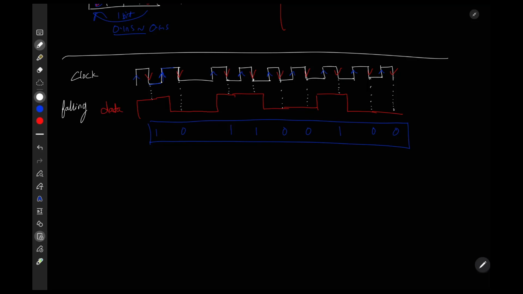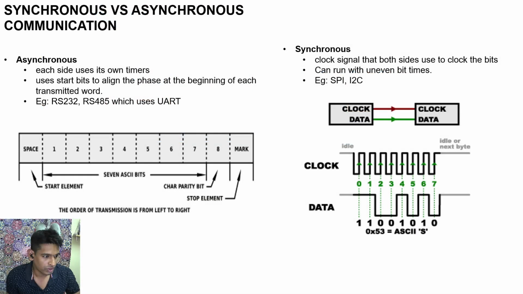Here, one more thing you need to note is that you can use a variable bit rate. Means you don't have to send it uniformly. You can use a variable clock frequency so that your data rate is also varying, and both sides have the same clock because you're sending the clock along with the data.